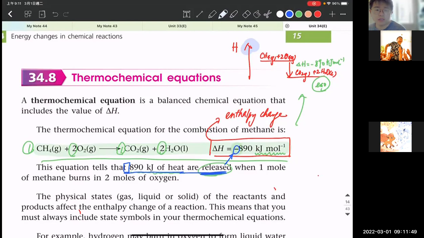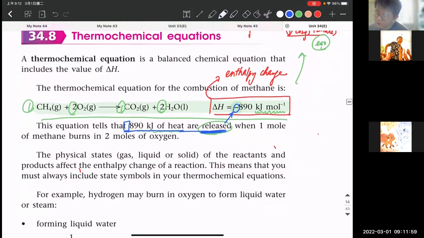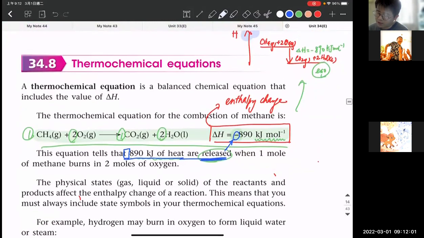And you will have delta H equals minus 890 kilojoule per mole. Now, because the physical state of the reactants and the product will also affect the enthalpy level, you must include the state symbols in the thermochemical equation. Now, so what is the hidden message?